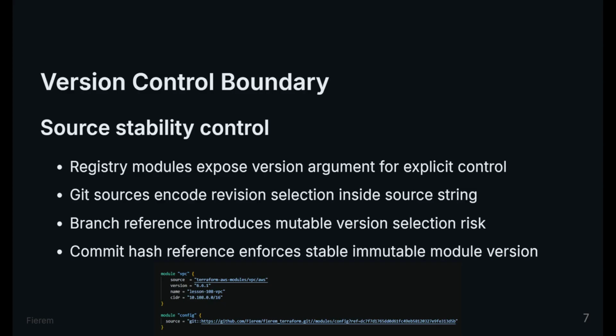Not all source types express versioning the same way. Registry modules use version, which keeps version intent explicit and machine readable. Git and archive sources usually encode revision choice inside the source string. A branch name is mutable, but a tag or commit hash is far more stable. Stable source selection reduces silent drift between one init run and the next.